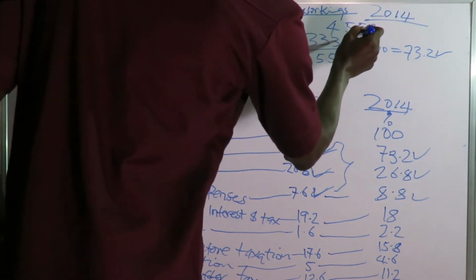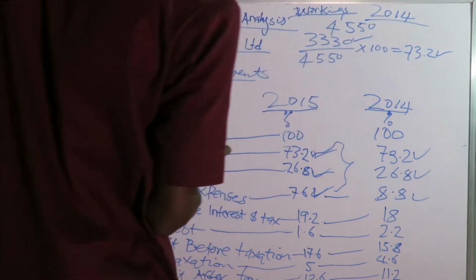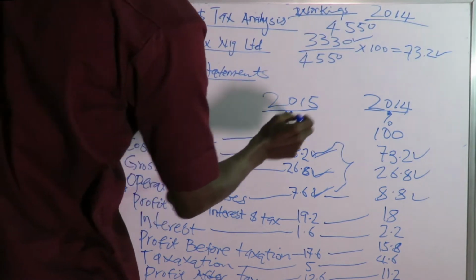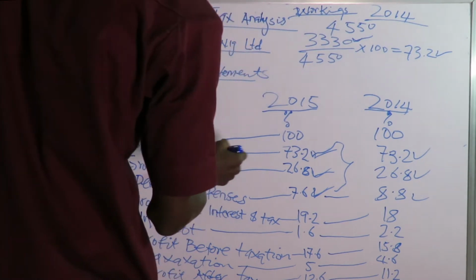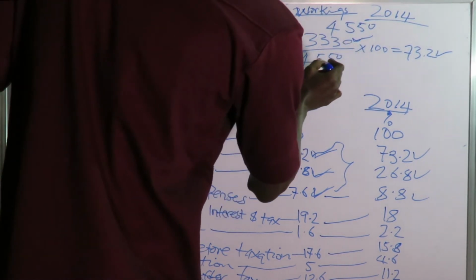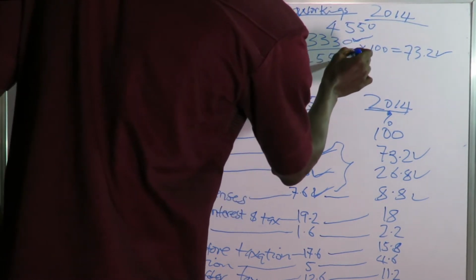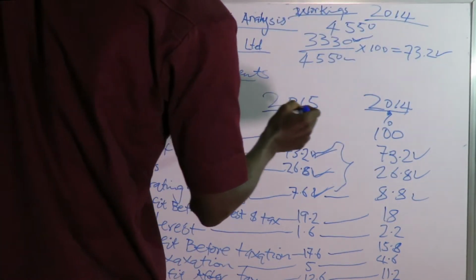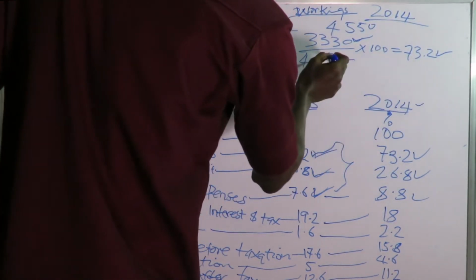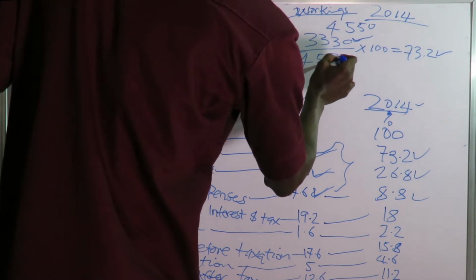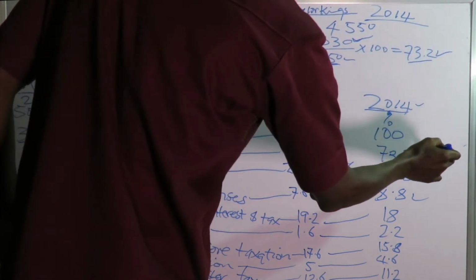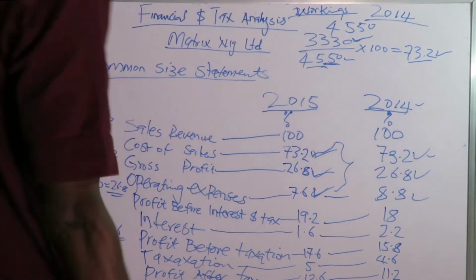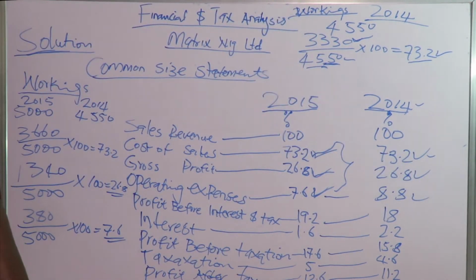Don't tell me you don't know where we pick this figure from. This figure is cost of sales for 2014, because we are working for cost of sales for 2014. While this figure is the sales revenue for 2014. This very figure, sales revenue for 2014. Then times 100, it gives us the common size. That's the common size.